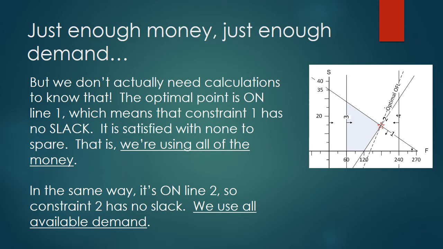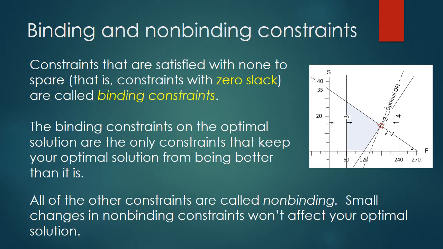A constraint that has 0 slack is called binding. So those two are binding constraints. And frankly, the optimal solution is determined by the binding constraints. If you imagine that I took constraint 3 and wiggled it around a bit, or changed its slope a little bit, or even moved it entirely, I hope that you see that it wouldn't change where the optimal point is. That's true for constraint 4 as well. But wiggle or move constraint 1 or constraint 2 a bit, and that star is going to jiggle around too.